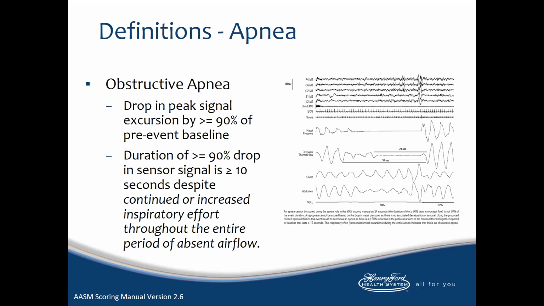Okay. So going into the definitions, we're going to talk about the different forms of apneas. An obstructive apnea is defined by the scoring manual as a drop in peak signal excursion by greater than or equal to 90% of the pre-event baseline. There's an example here on the right side of the thermal flow where you can see the waveform beforehand and then it does flatten out. You also need to have a duration of greater than or equal to 90% drop in the sensor signal for a 10-second duration, despite still seeing a continued inspiratory effort in the chest and abdomen leads through that episode of absent airflow.